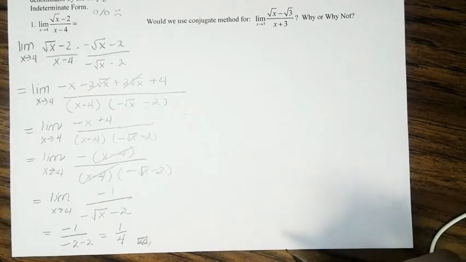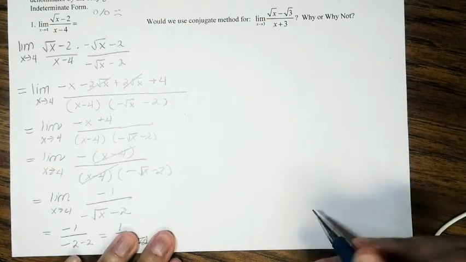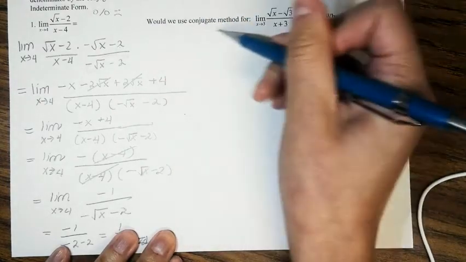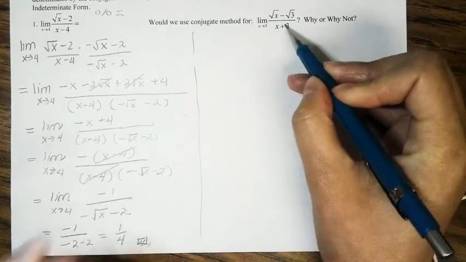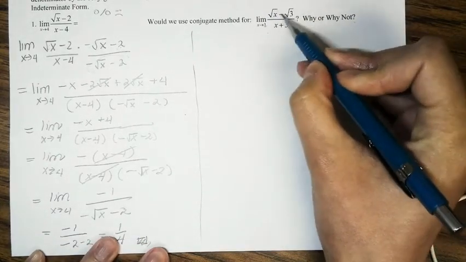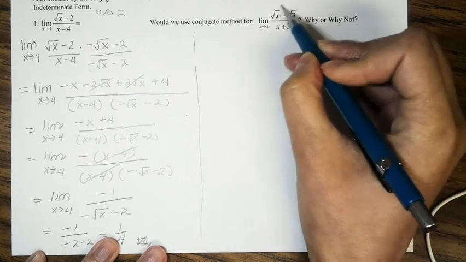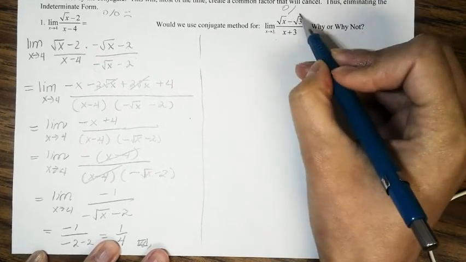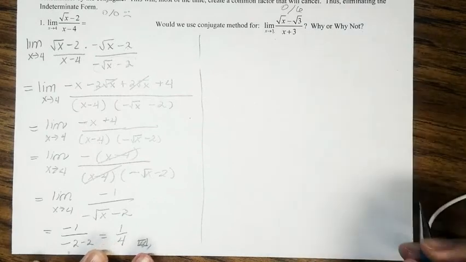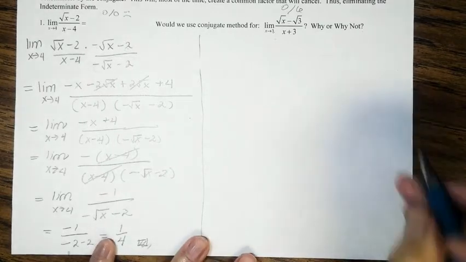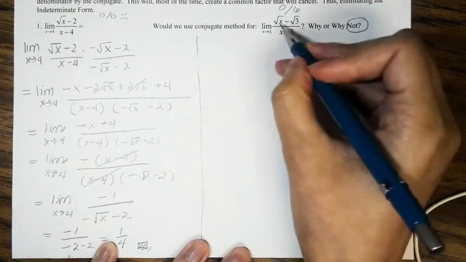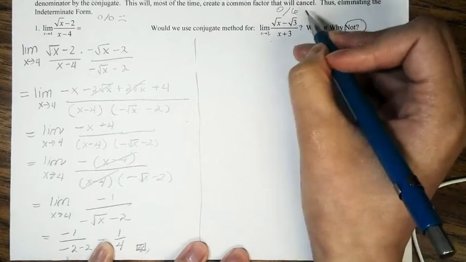So for the next one, what we have is, would we use the conjugate method for this one? Why or why not? So let's plug the 3. When you plug the 3, this becomes a 0, and this one becomes a 6. So, do you need to use the conjugate method for this one? You tell me. No. Why? Because 0 over 6 is something.